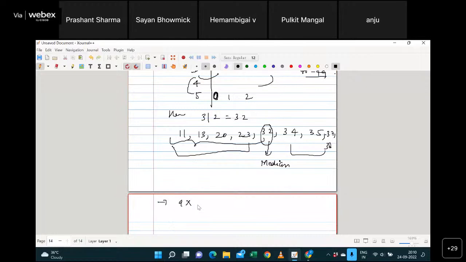It will be 9 into 0.25, which is 2.25, so the nearest is 3. That means the third observation. But if you take the median of the first four, the median would be the mean value of 13 and 20. So it will not be correct. Okay, got it.